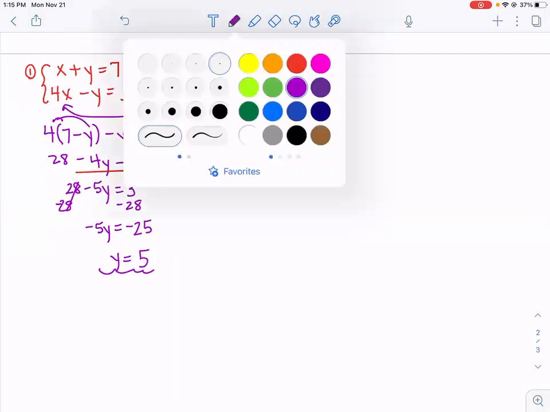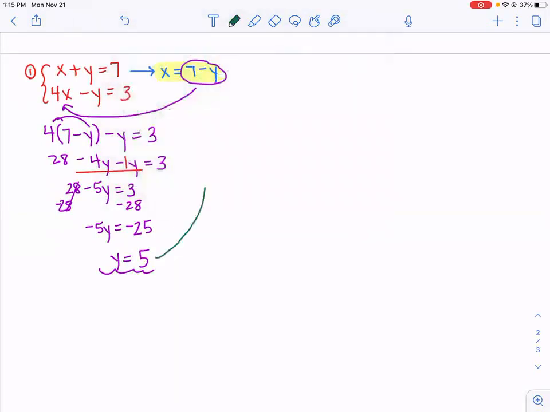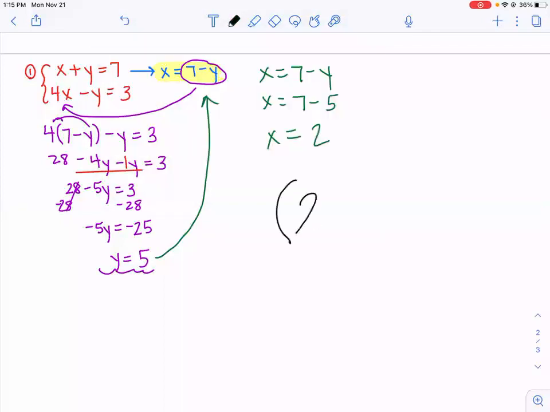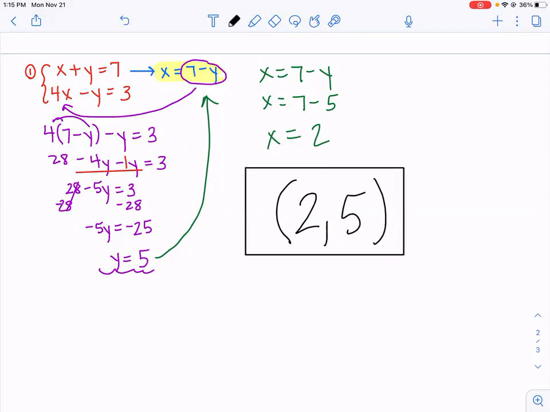Okay, so now let's take this back up to here. If x equals 7 minus y, and we know that y is 5. Okay. And then those are our coordinates: 2 comma 5. Good math. Sorry, whoever I just knocked over.